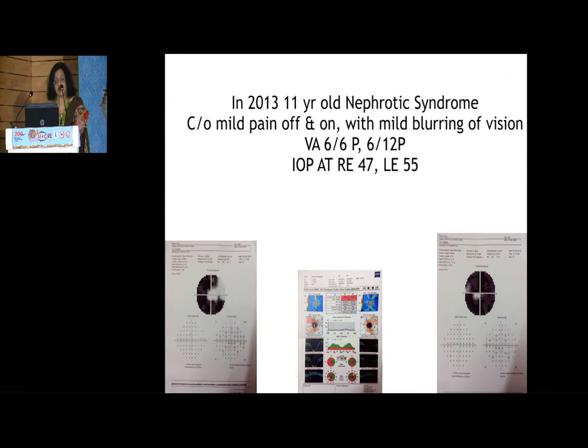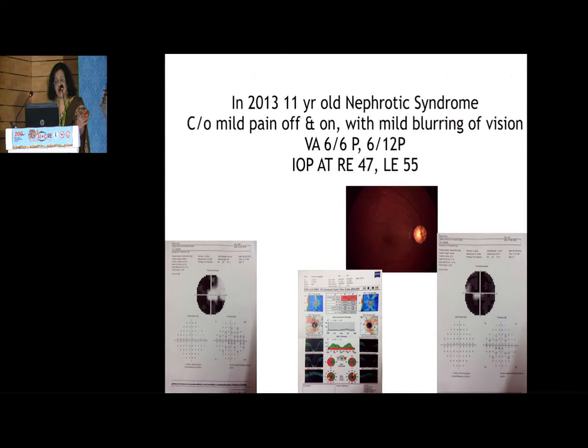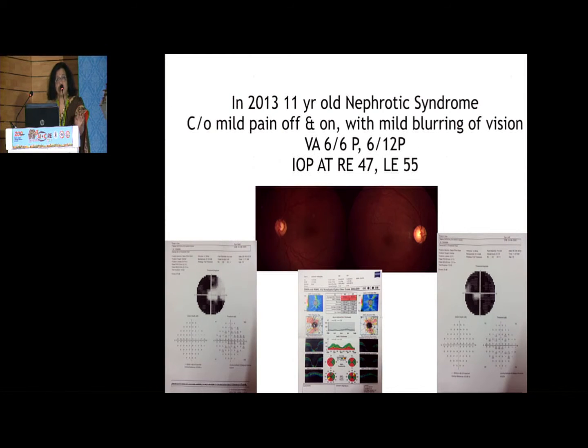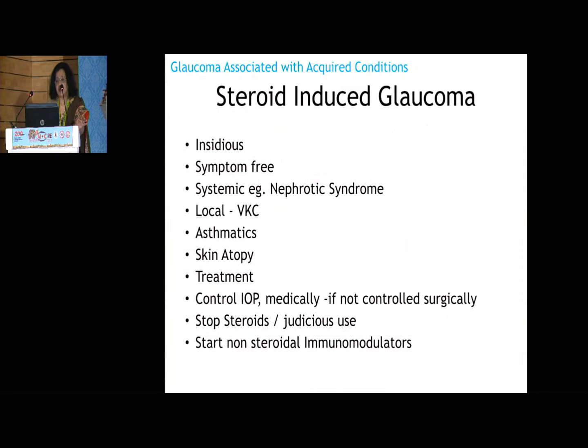And if you look at these fields, they are so grossly affected. This is a situation of neglect which continues to be doomed for many children. And if you look at the cup disc ratio, you can see that there is an increase. Very often we miss it out. Once we hear of nephrotic syndrome and we see the glaucoma, we say yes.